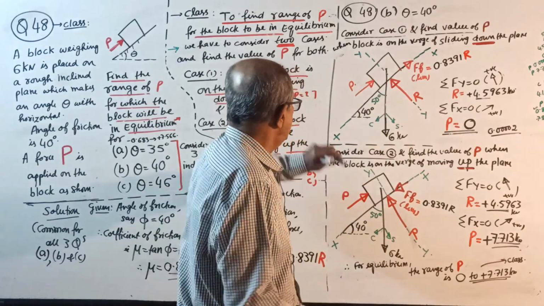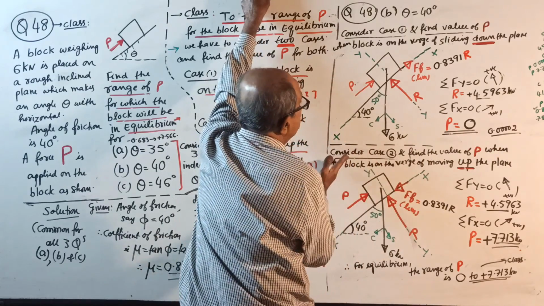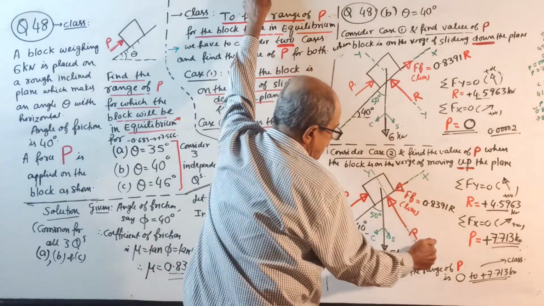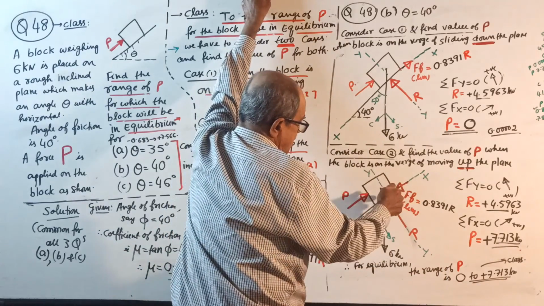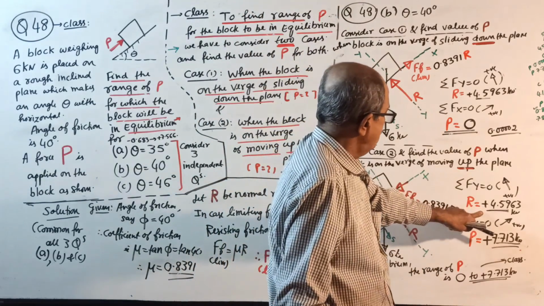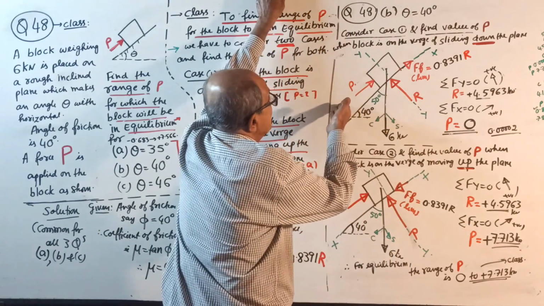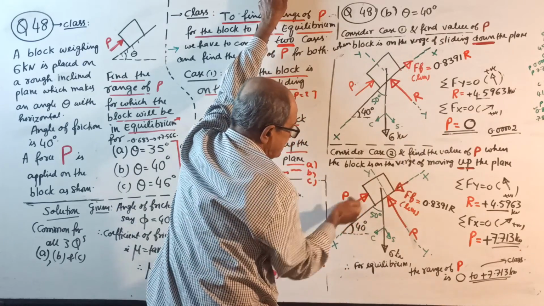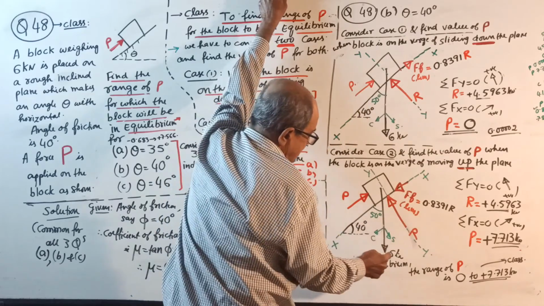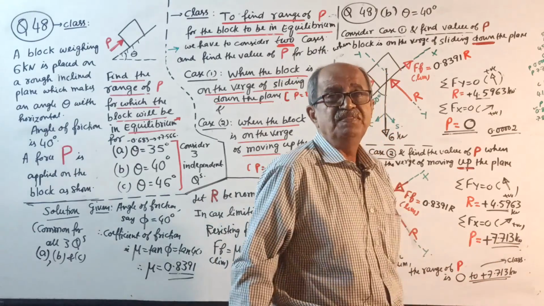So P is 0. Then consider case 2. Find the value of P when the block is on the verge of moving up. The only change is that friction is reversed now. Sigma Fy equal to 0: plus R minus 6 sin 50 equal to 0, R will come 4.5963. Sigma Fx equal to 0: plus P minus 0.8391 R minus 6 cos 50 equal to 0, P will come plus 7.713 kilonewton.